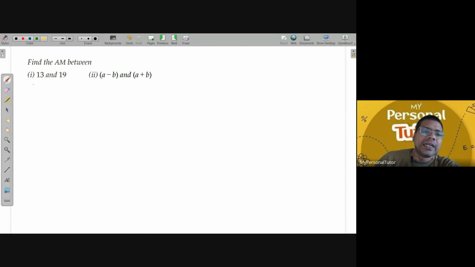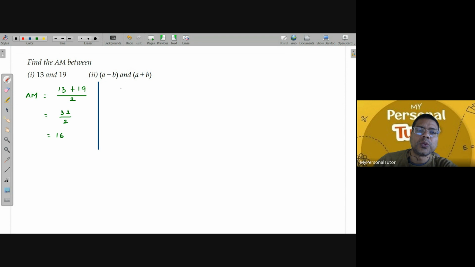So if I have to find the arithmetic mean, what do we have to do? We have to add both the numbers. That is 13 plus 19 divided by 2, right, Arohi? Yes, sir. 9 plus 3 is 12, remaining is 1. So 1 plus this is 32 divided by 2, and that is nothing but 16. Yes or no? So the arithmetic mean of 13 and 19 is 16. Is that all right, Arohi? Yes, sir.